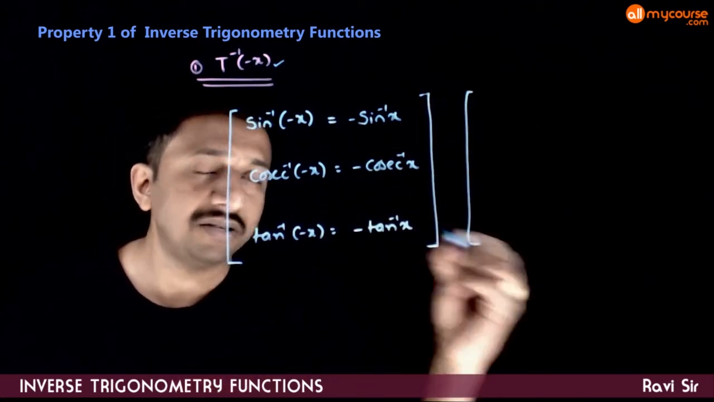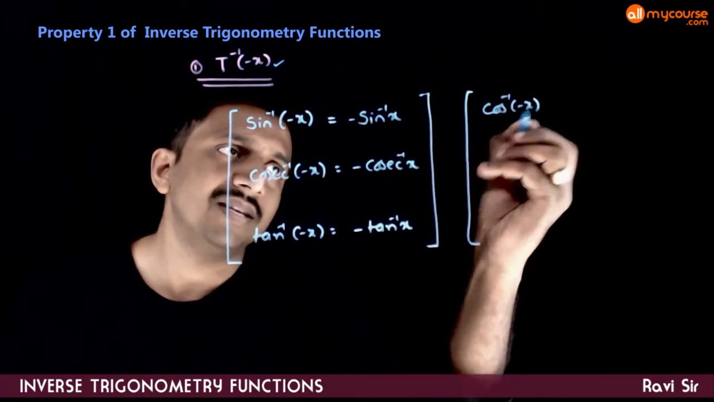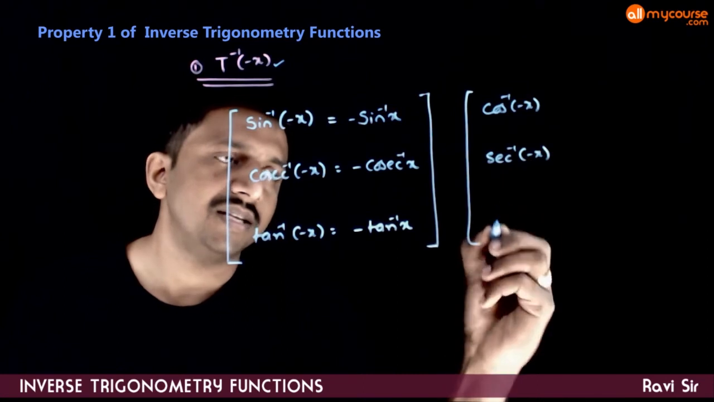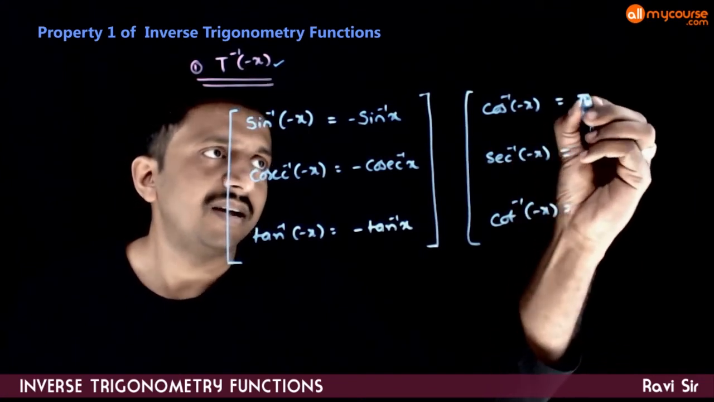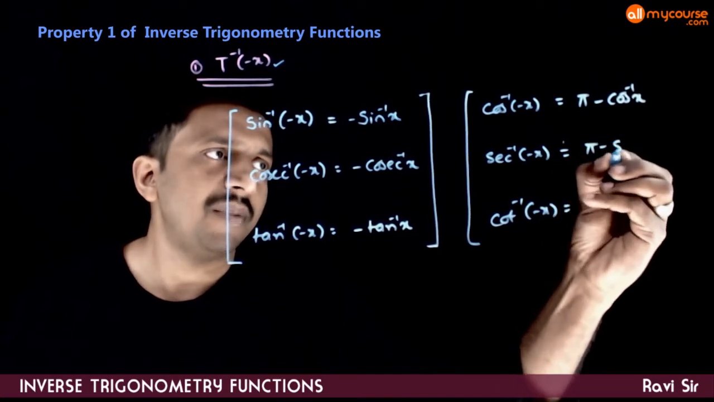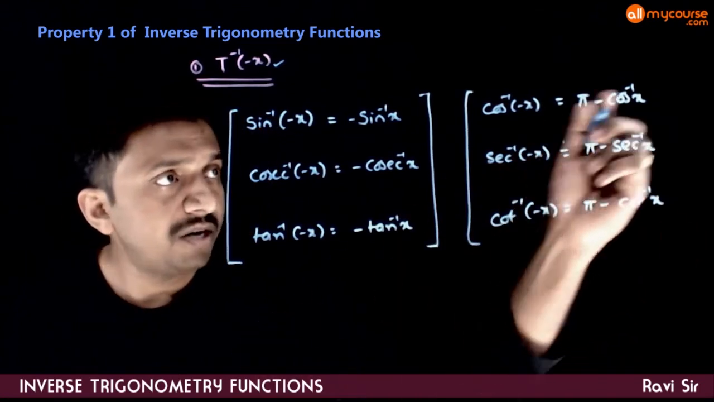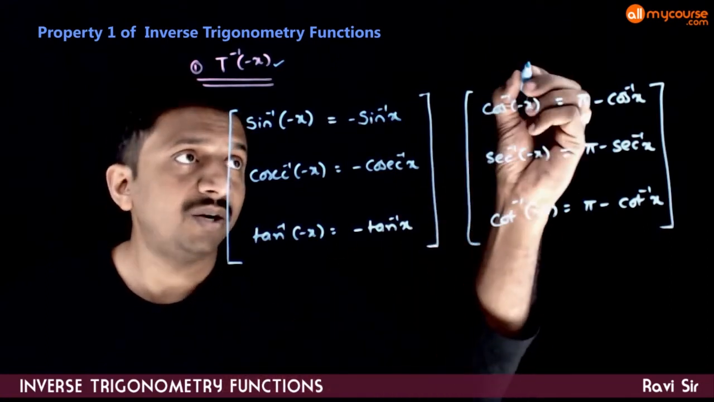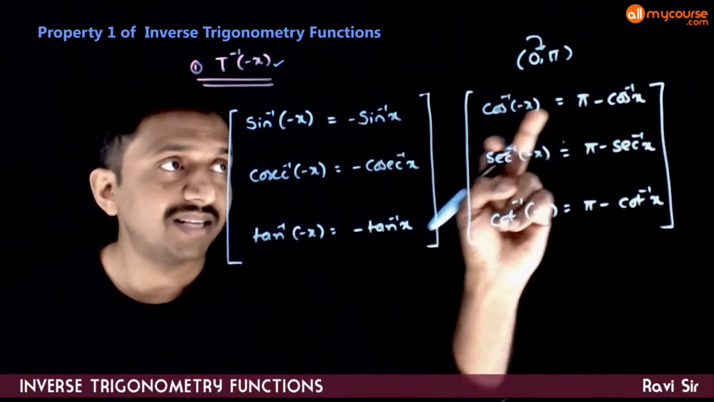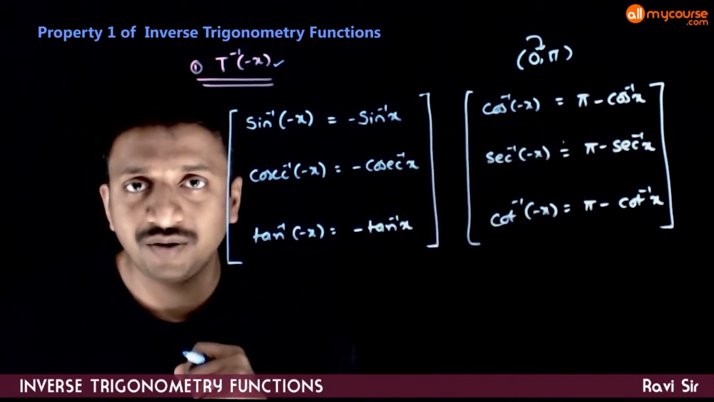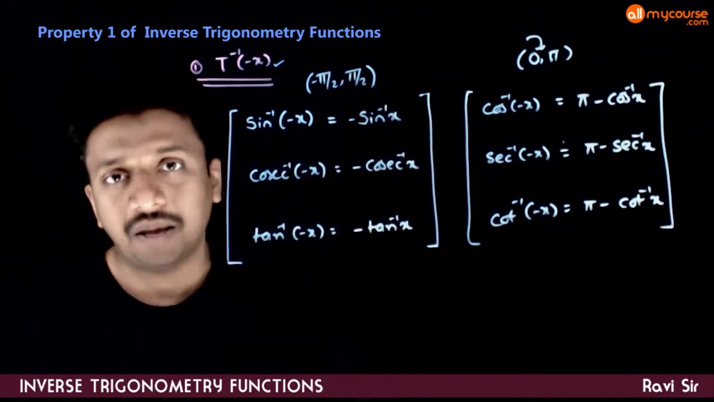Corresponding to the remaining 3 functions, whose ranges are related to 0 to pi, we have cos inverse of minus x, secant inverse of minus x, and cot inverse of minus x. The formulas are pi minus cos inverse of x, pi minus secant inverse of x, and pi minus cot inverse of x. So for the inverse trigonometric functions whose ranges are related to 0 to pi, we have the inverse function of minus x equal to pi minus the same inverse function of x.